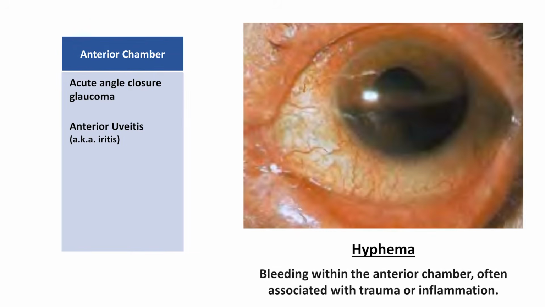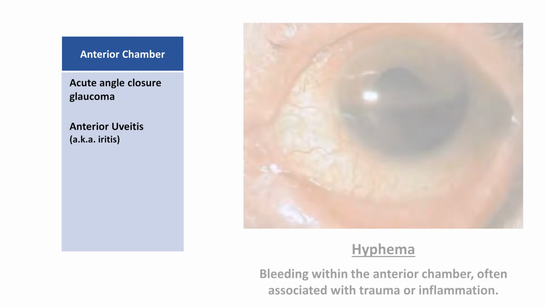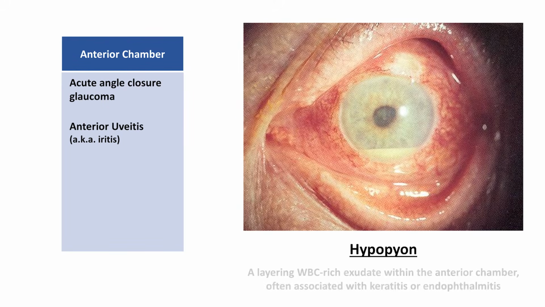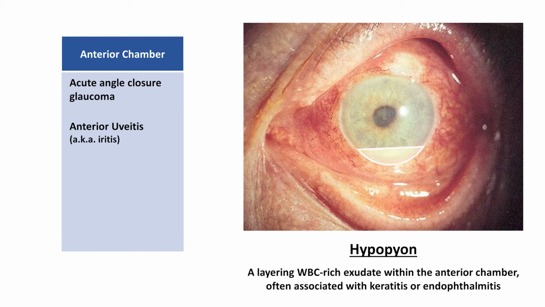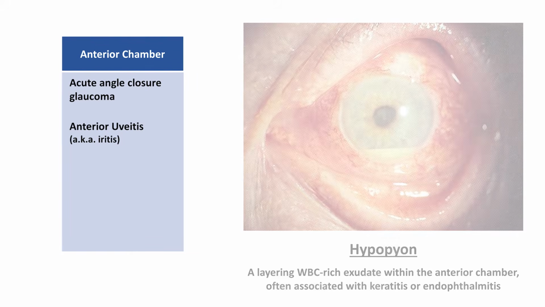Hyphema refers to bleeding within the anterior chamber, often associated with trauma or inflammation. And last, hypopyon is a layering, milky exudate within the anterior chamber, rich in white blood cells, often associated with keratitis or a condition called endophthalmitis, which is inflammation, usually from a severe infection, of the entire globe or eyeball.